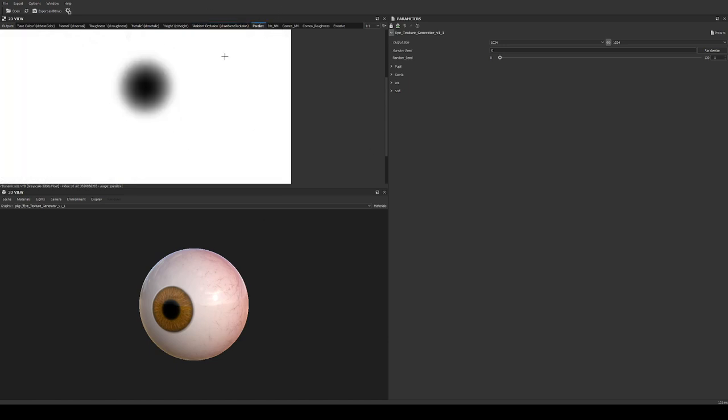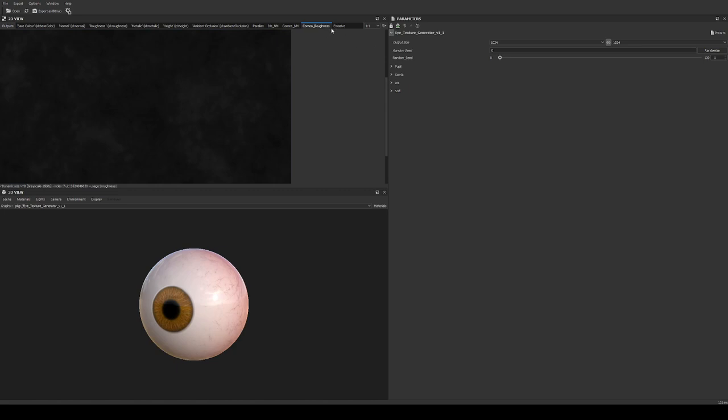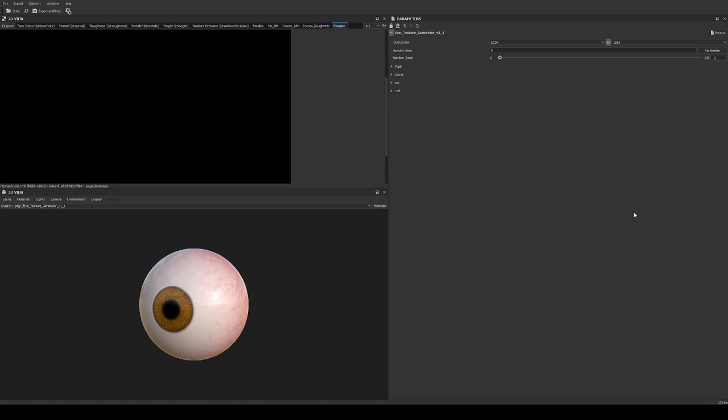There's a parallax output as well, because you can use this one in the real-time eye setup, which you use inside of Marmoset to actually fake refraction. There's an iris normal map that goes with it. These two are related. Cornea normal map to break up the reflections in the eyeball, and the cornea roughness, which does the same, of course. And there is an emissive.